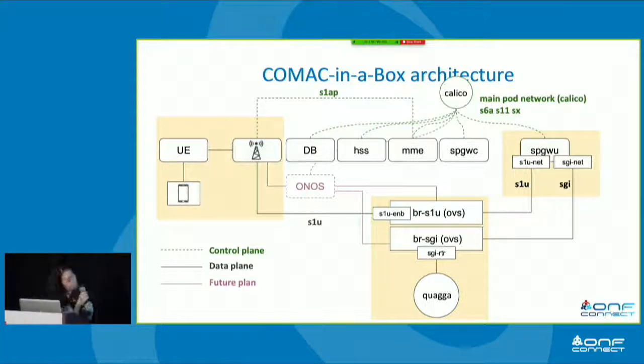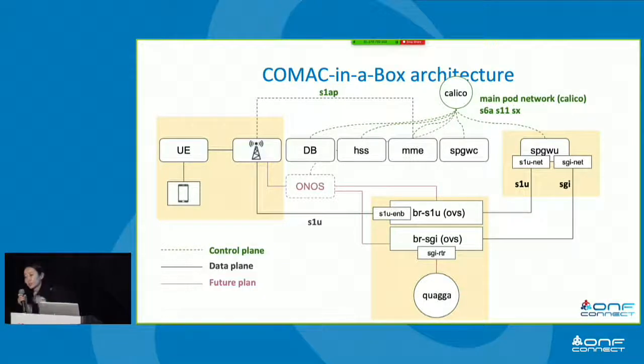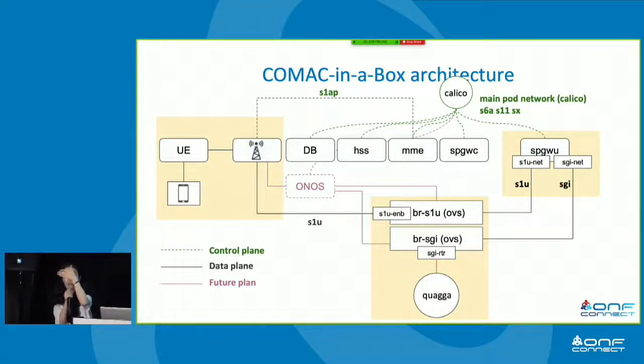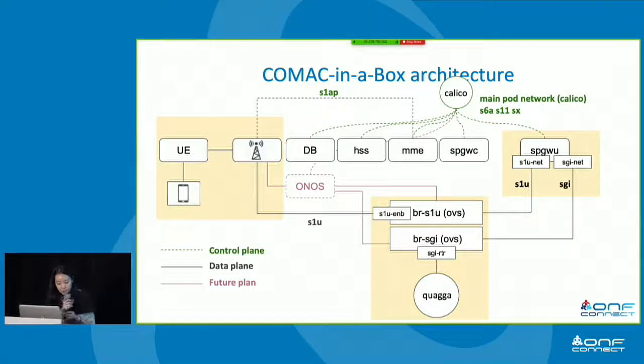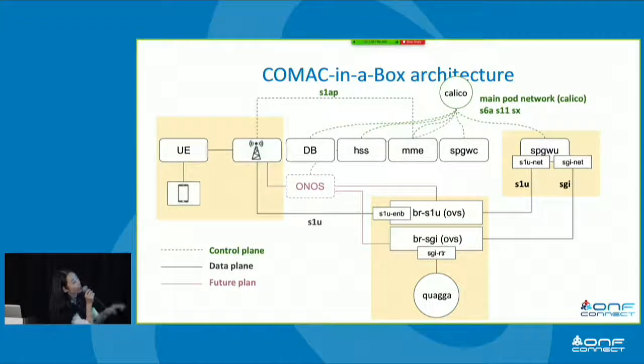Yeah, they are OMAC. And as we use OVS for our data plane emulator, we can control it with ONOS later. That is our plan. It's just for emulating the upstream router.